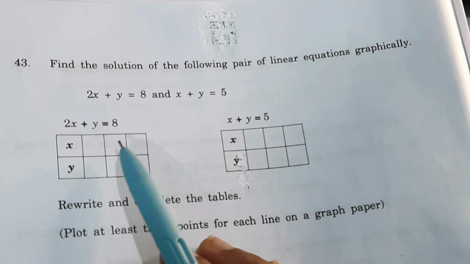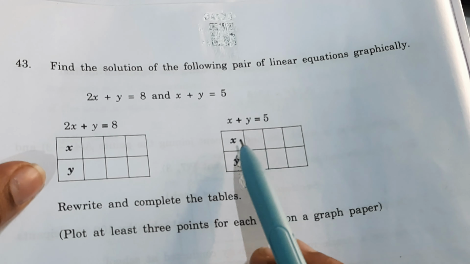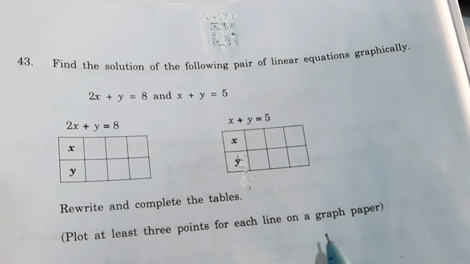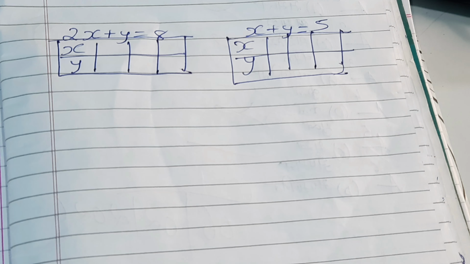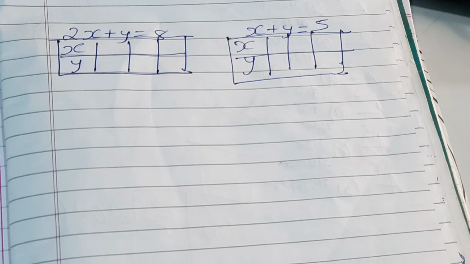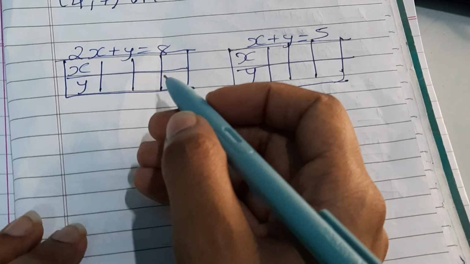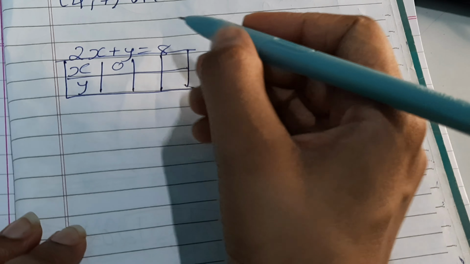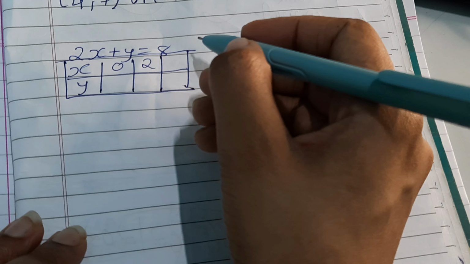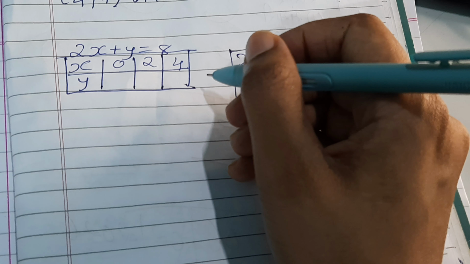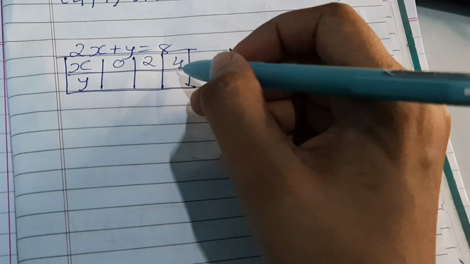So here the table is given. You all can write down 2x plus y is equal to 8, x plus y is equal to 5. Rewrite and complete the table. Plot at least 3 points for each line on the graph paper. First you all can take the value of x to be 0. Next 2, and you can keep any random numbers, but keep easier numbers, it will be better. So I have kept odd numbers only.